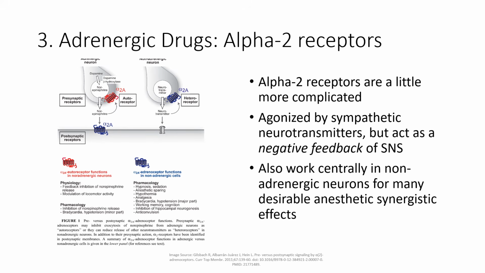This slide is just to remind you that alpha-2 receptors are a little bit different and a little special among the adrenergic class. They are agonized by sympathetic neurotransmitters, but they act as a negative feedback of the sympathetic nerve stimulation. They also work centrally in both adrenergic and non-adrenergic neurons for many desirable anesthetic synergistic effects, for which we commonly select the use of dexmedetomidine, for example. These can include effects like hypnosis, sedation, anesthetic sparing, and analgesia effects.